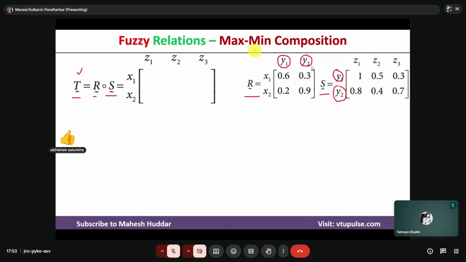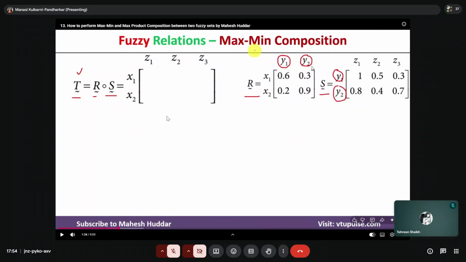So when there are two rows, two columns, and two rows, three columns, as I've told you, the two columns over here and the two rows over here are the common things. Then only we will be able to perform any kind of max min composition or max product composition.